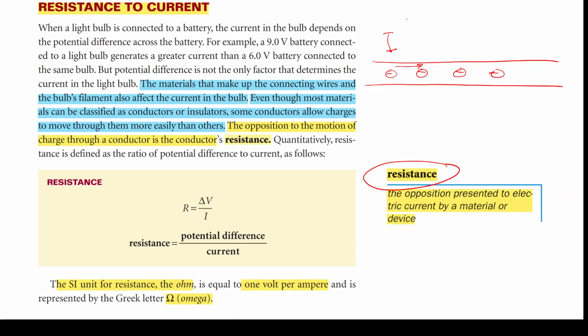But these charges, when they pass through this wire, it's not a paved, easy path. There is resistance along the way. It's like you going through mud. It's not an easy path. You're being resisted by the path.